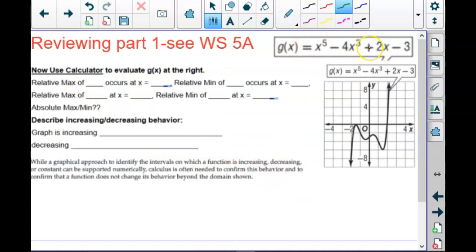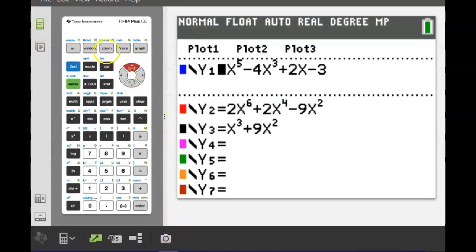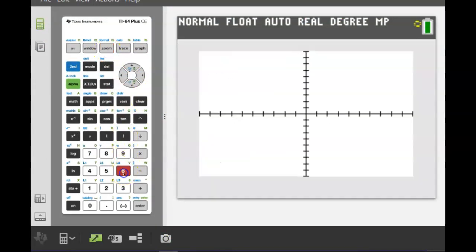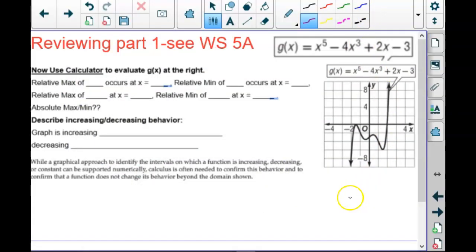Today, I want you to type this in your calculator. We're going to practice finding maxes and mins one more time, and then talk about increasing and decreasing before we do concavity. So one calculator question. Let's see. I have it typed in. Does a Zoom 6 work? Are there any hints from the graph about what a better window might be? It works. Zoom 6 works.